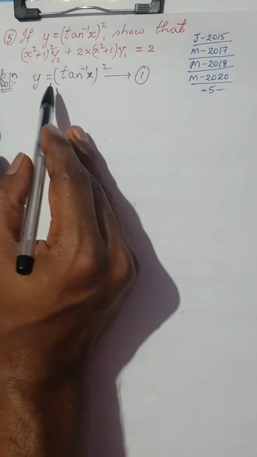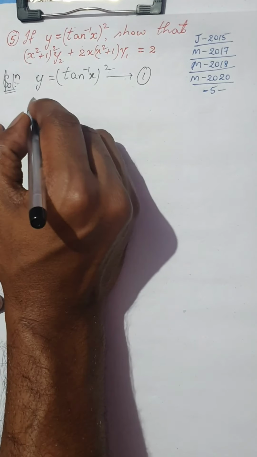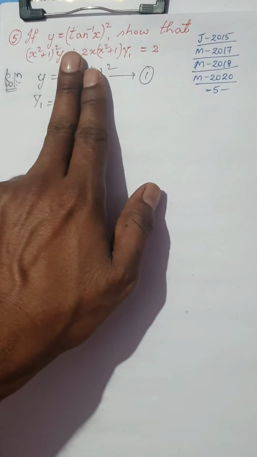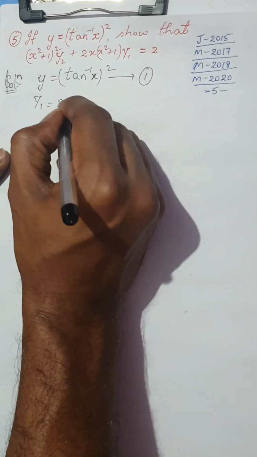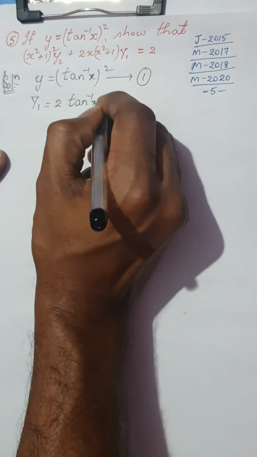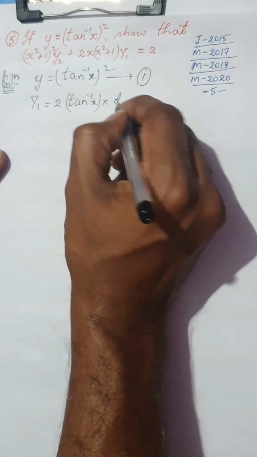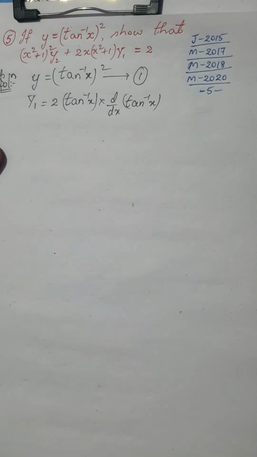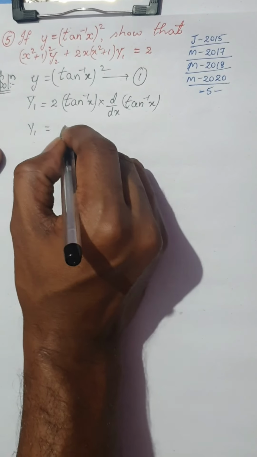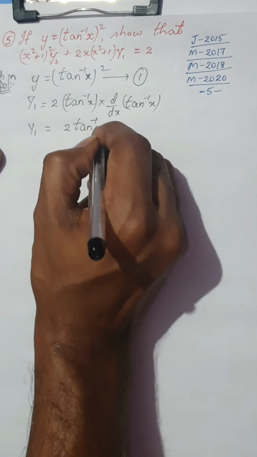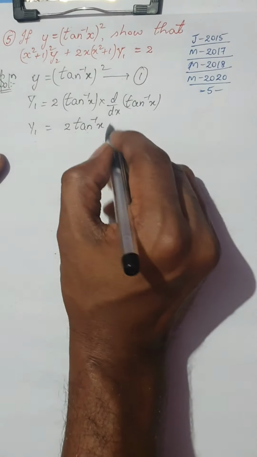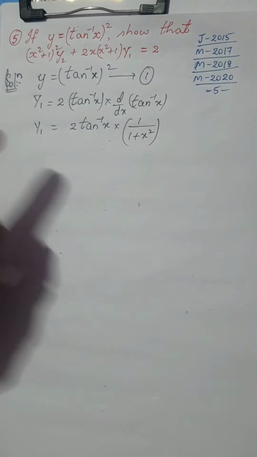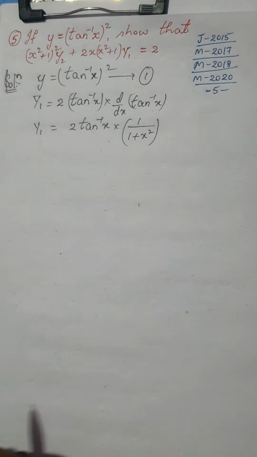If you differentiate this with respect to x, the first derivative y1 is nothing but, this is of the form f of x square. What is the derivative of f of x square? It is 2 times f of x into the derivative of f of x. What is f of x here? Tan inverse x. So y1 would be 2 times tan inverse x into, what is the derivative of tan inverse of x? We know it is 1 divided by 1 plus x square.